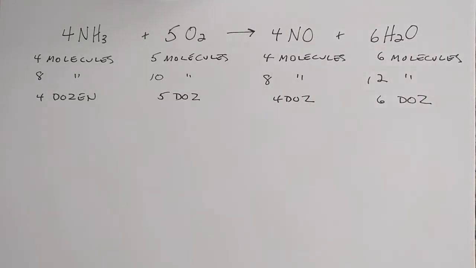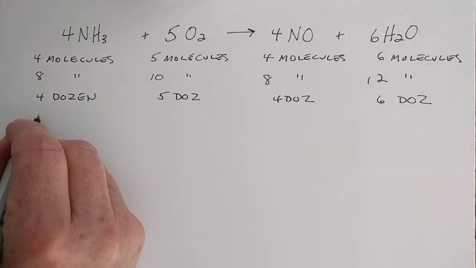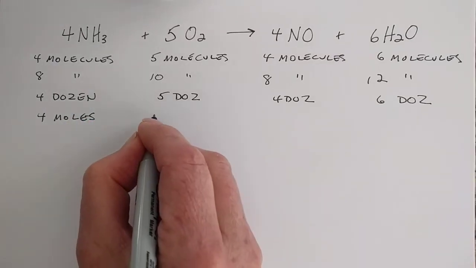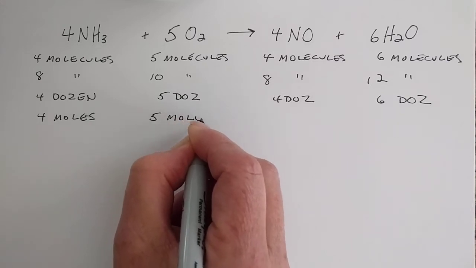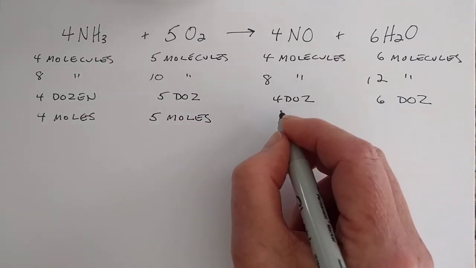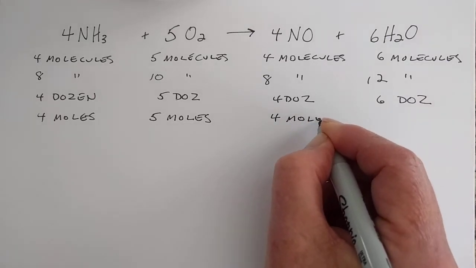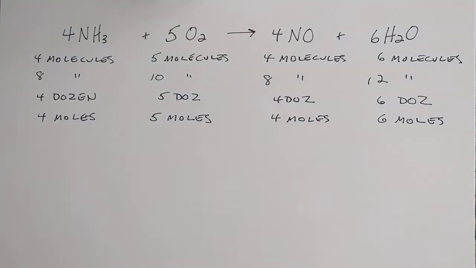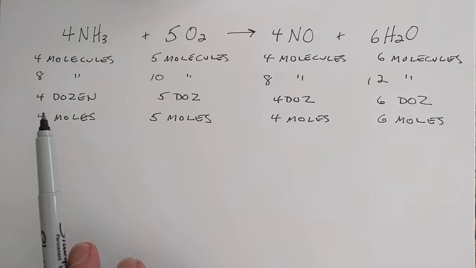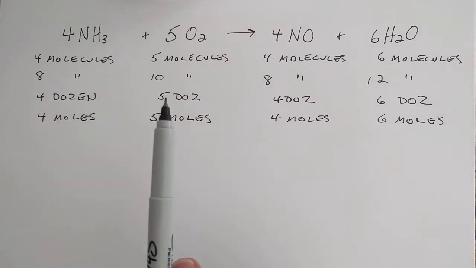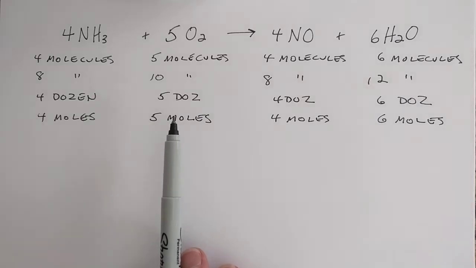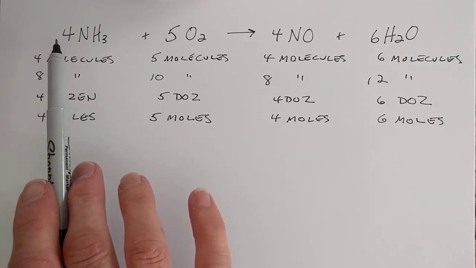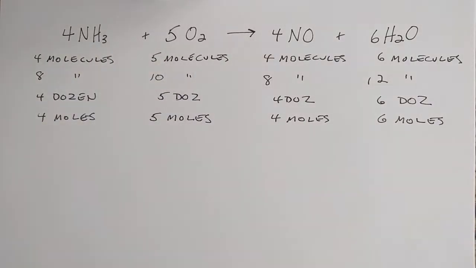So a dozen, counting unit, 12, 4 times 12, reacts with 5 times 12 to produce 4 times 12 and 6 times 12. So of course in chemistry, we could have 4 moles of NH3, and that would need to have 5 moles of O2, and we would produce 4 moles of NO and 6 moles of H2O. So this just means we have 4 times 6.022 times 10 to the 23rd molecules, 5 times 6.022 times 10 to the 23rd molecules, etc., etc. So we maintain our ratio as indicated by the coefficients, 4 to 5 to 4 to 6.